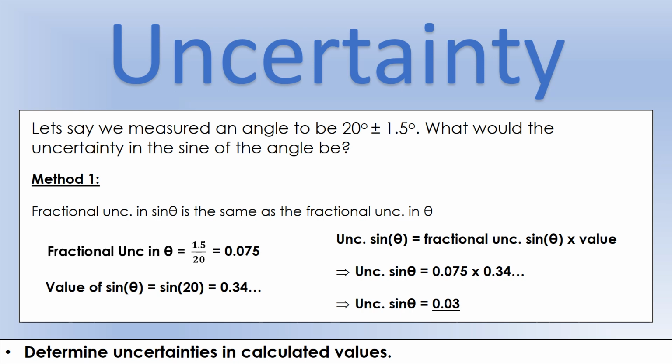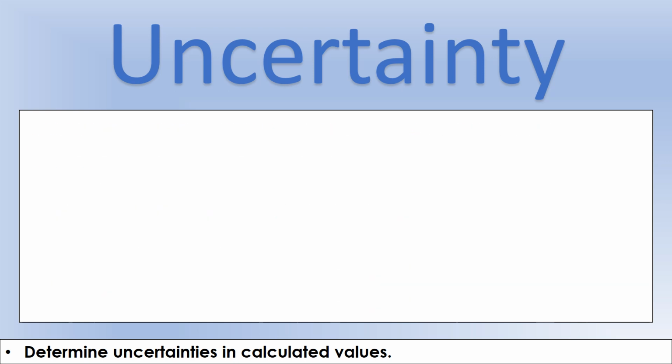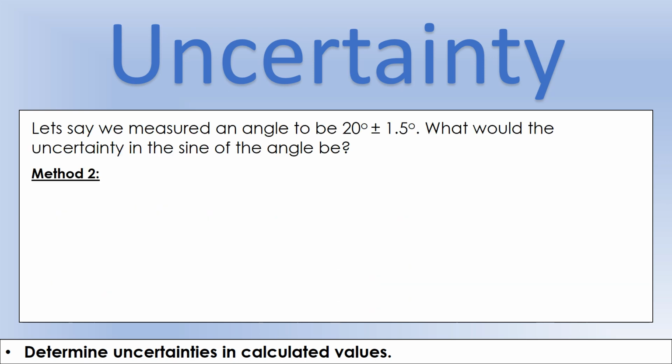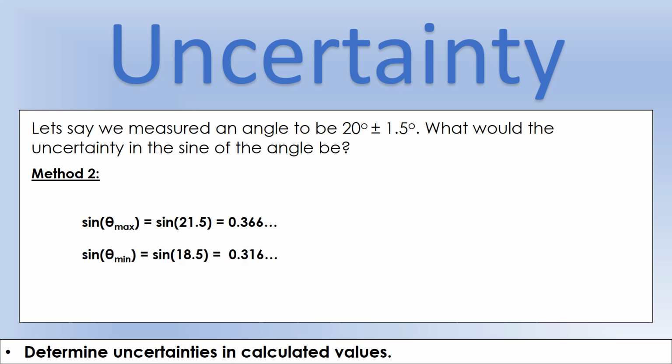Now, the other way we can approach this is using a sort of maximum and minimum method. So we go, well, what is the sine of the biggest this angle could be? Well, it could be 20 plus 1.5, so it could be 21.5. And we can do the sine of the lowest value, sine of 18.5. Once we've got this, that tells us our biggest value and our smallest value. So if we do range over 2, you can see it gives us our uncertainty in sine theta as 0.02.